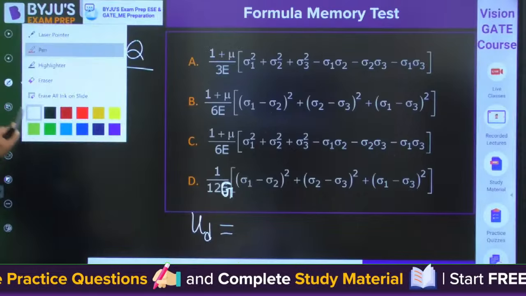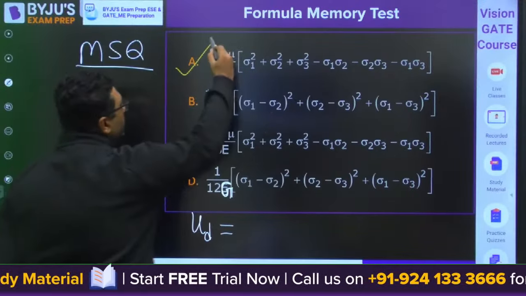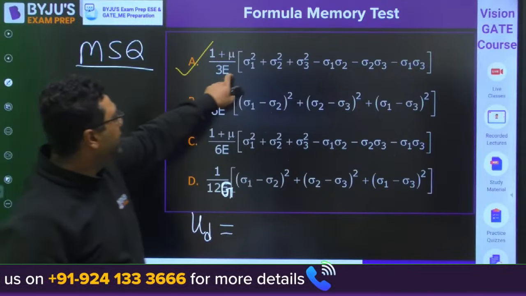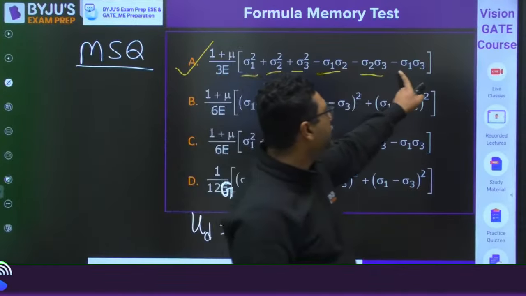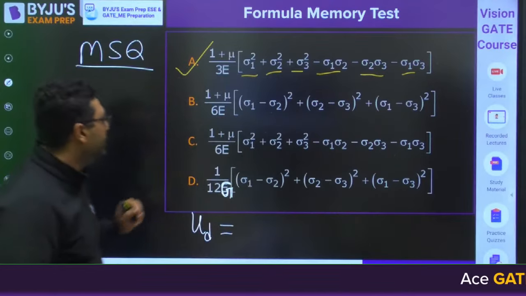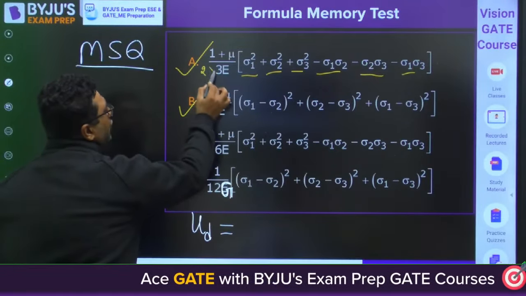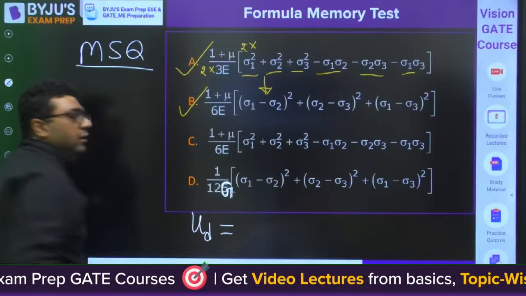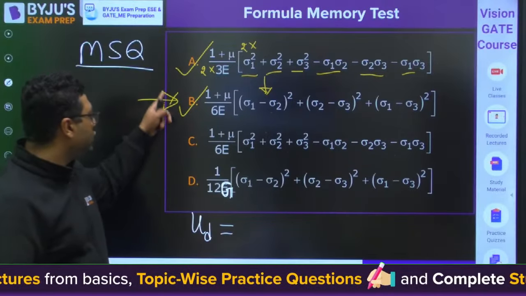So first of all, I would like to say that A is correct, no doubt about that. (1 plus mu)/3E times (sigma 1 square plus sigma 2 square plus sigma 3 square minus sigma 1 sigma 2, minus sigma 2 sigma 3, minus sigma 1 sigma 3) is correct. Second is also correct. Why? Because if I multiply it by 2 and divide it by 2, you will get this equation. This has already been asked in the GATE paper also.